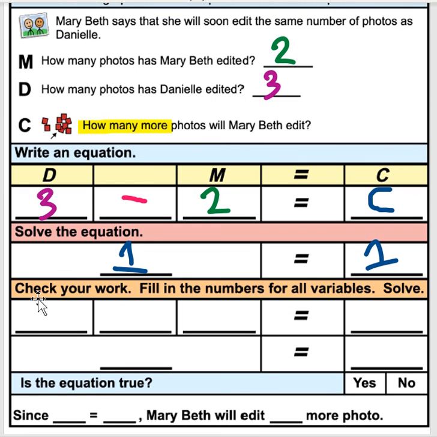So now let's check our work. Let's make sure that we used the right numbers for the right variables. So we know we're going to start with Danielle. Danielle had what? Danielle had 3 photos. And we know that we're looking for how many more. So we're subtracting. And Mary Beth had how many photos done already? She had 2 photos done. And we want to know that that equals what? That equals C.